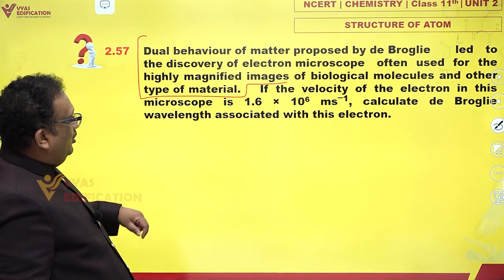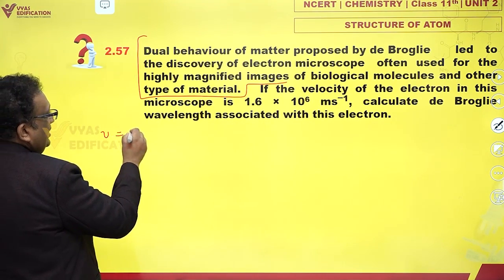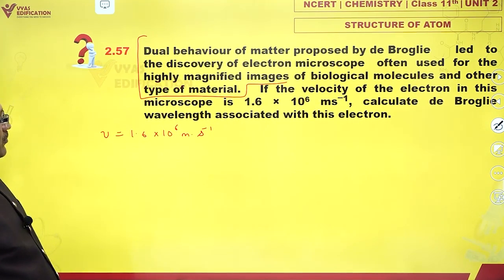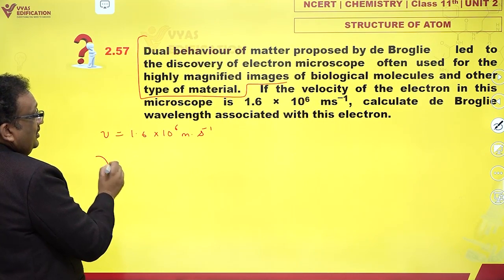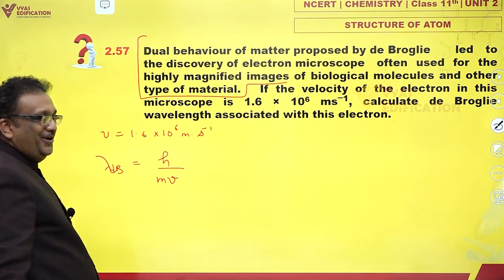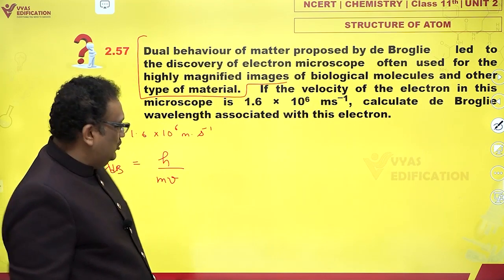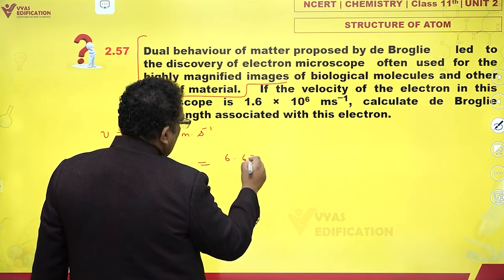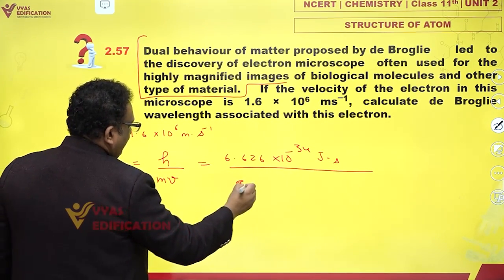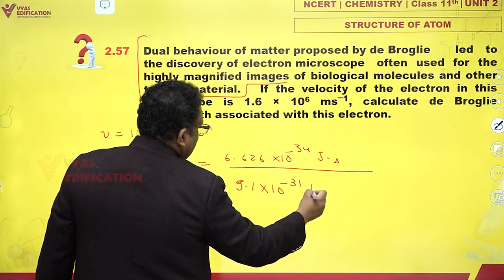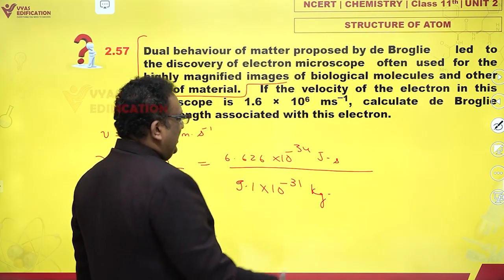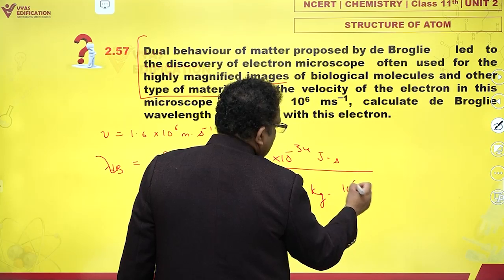I'm given the velocity of the electron as 1.6 into 10 raised to 6 meters per second. Calculate the de Broglie wavelength lambda associated with this. Lambda is h by p, h by mv. Very often electrons are used. So this is 6.626 into 10 raised to minus 34 joule seconds divided by 9.1 into 10 raised to minus 31 kilograms into velocity. Just for convenience, let us say the velocity was 10 raised to 6 meters per second.